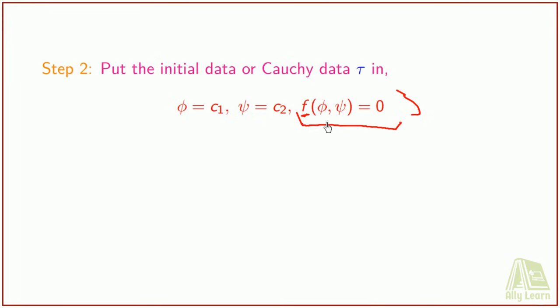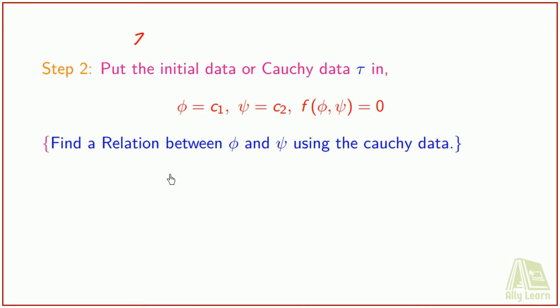So instead of this, we will be using an easier approach, that is, we will be using this expression to get a relation between C1 and C2 and hence connect phi and psi by a relation, and that relation will be solution to the Cauchy problem. So what we'll be doing, we will be finding a relation between phi and psi using the Cauchy data.